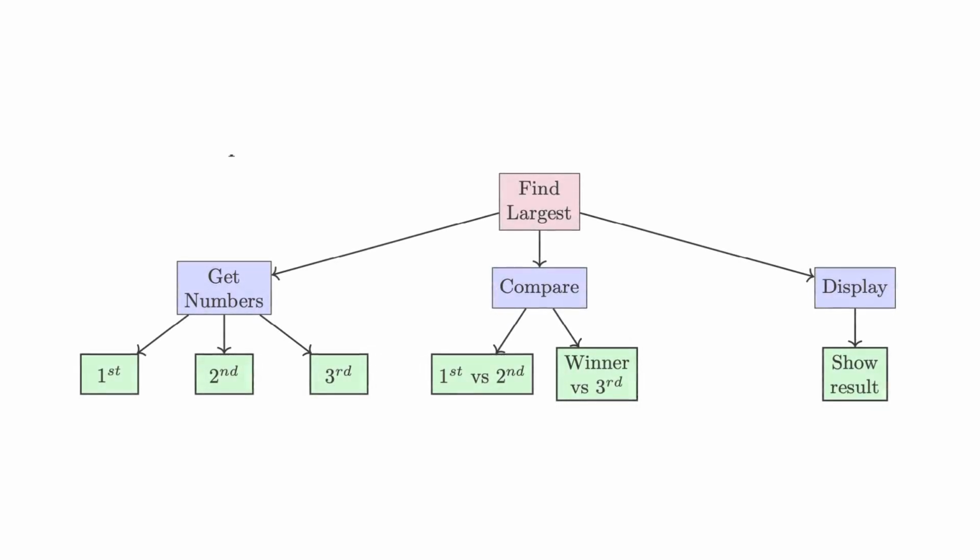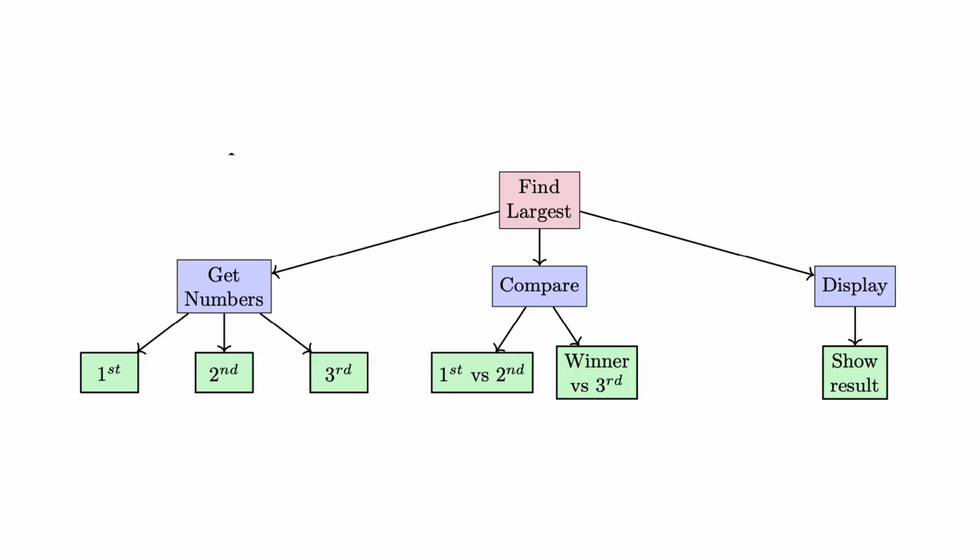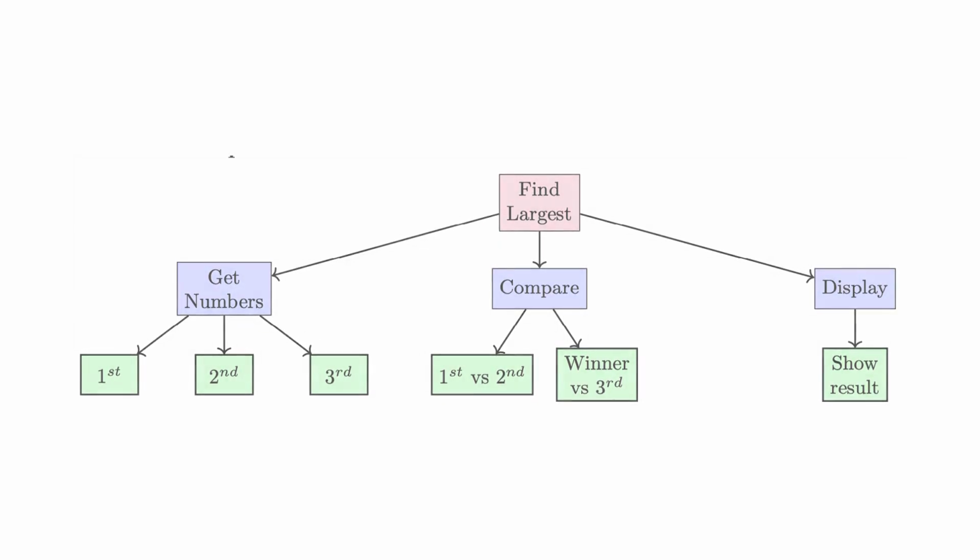This tree diagram shows how our big problem branches into smaller tasks, and those tasks branch into even smaller actions. It's like a family tree for our problem. The top level is our main goal, the middle level shows major tasks, and the bottom level shows specific actions.